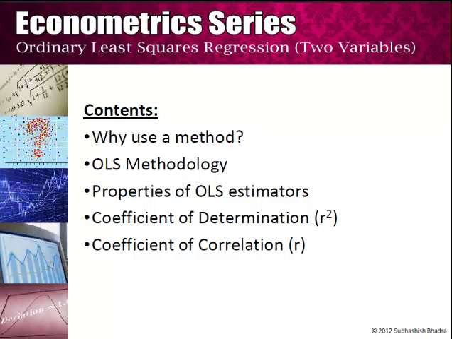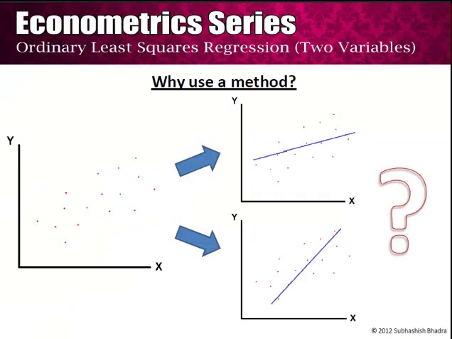Fourth, we will talk about the coefficient of determination or the goodness of fit, which is R square. And fifth, we will study the coefficient of correlation R. To start with, why do we need a method of regression?